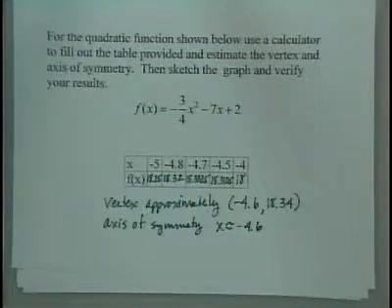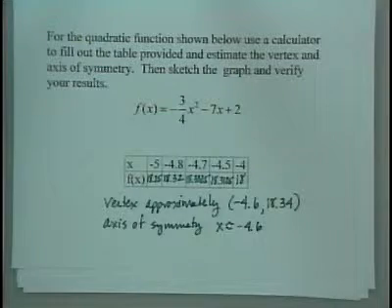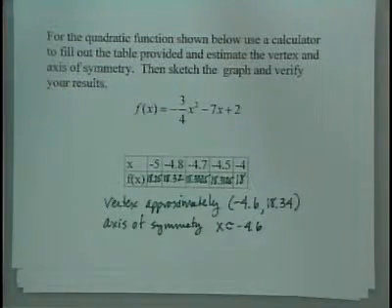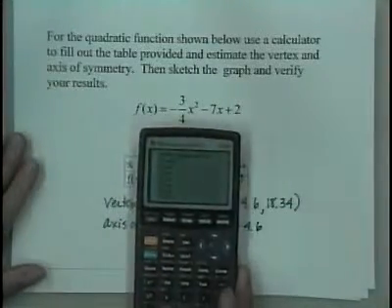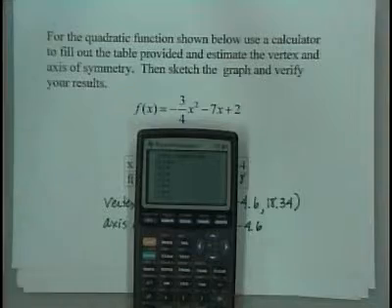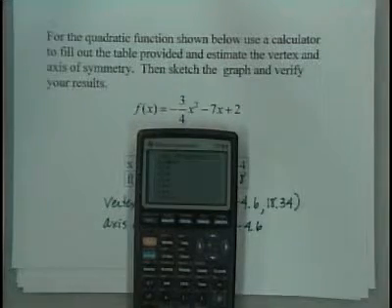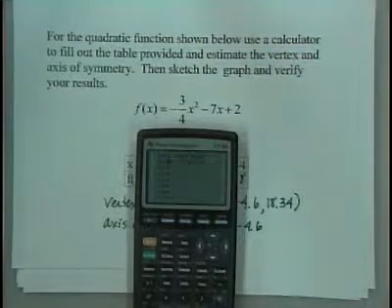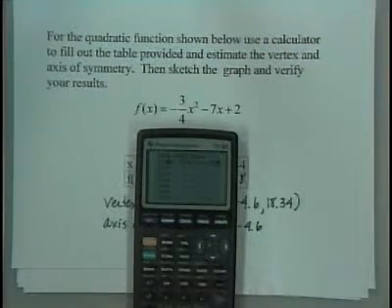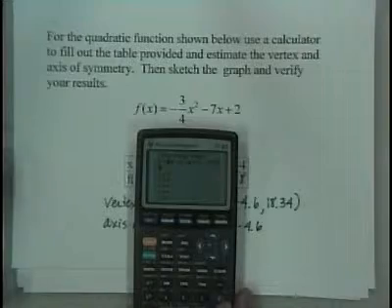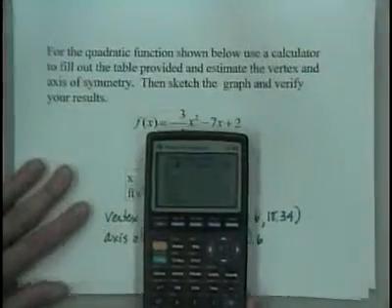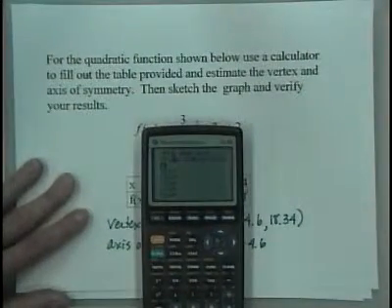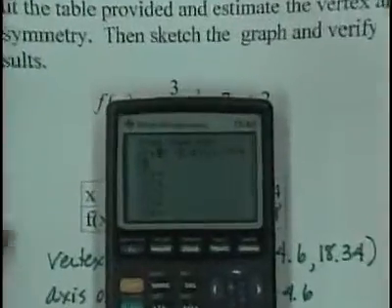Well, let's see how good we were at estimating by actually graphing the quadratic function using your calculator. So this time what we're going to enter in y equals is parentheses negative 3 divided by 4, close that, x squared minus 7x plus 2. So I have the function entered as y1. Let me let you look at that.